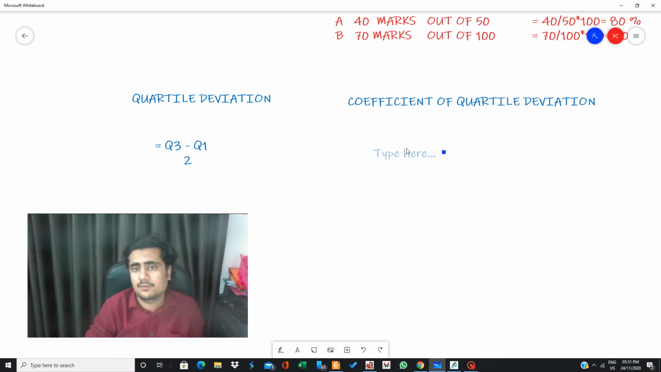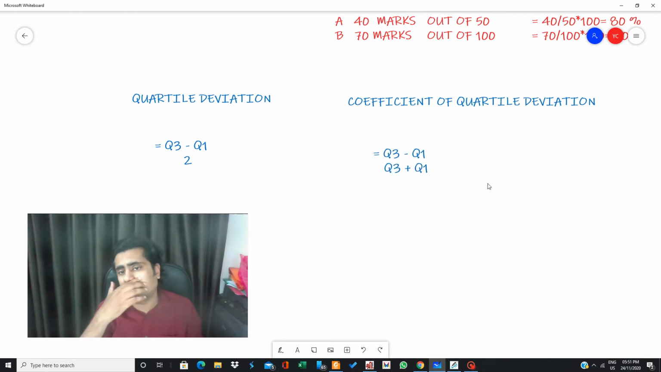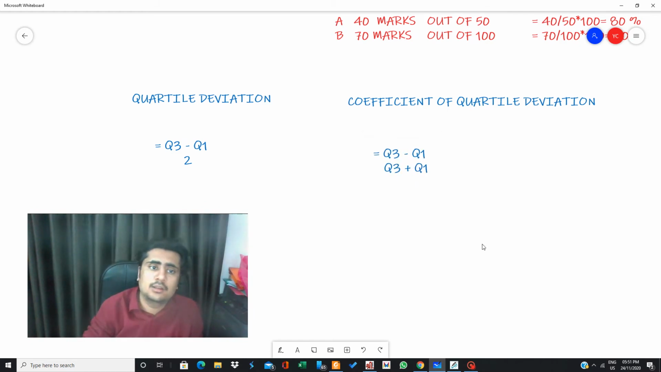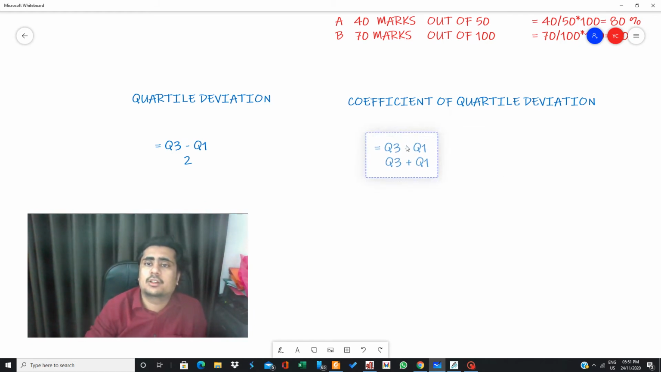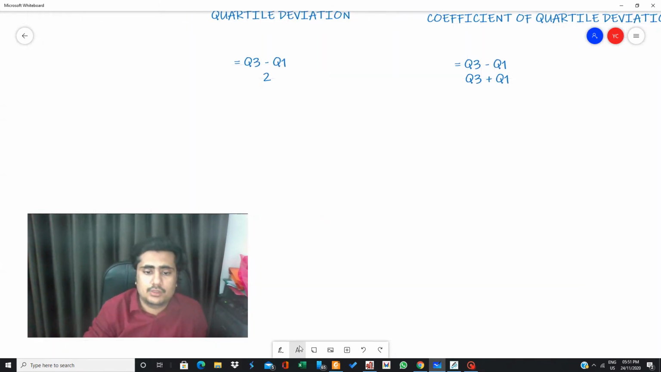What is the formula for coefficient of quartile deviation? It's Q3 minus Q1 upon Q3 plus Q1. This is the formula for coefficient of quartile deviation. So let us start with a sum. We are doing an illustration.